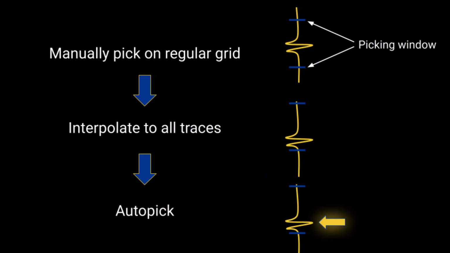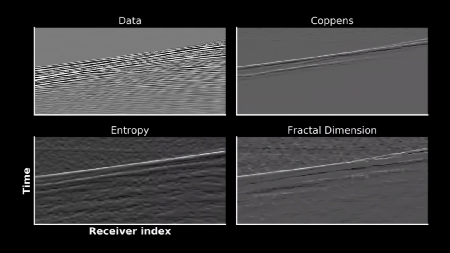I'm going to use query by committee active learning to try to reduce the number of gathers that the human has to pick the first breaks on in order to get good estimates of these picking window parameters for every trace. The committee members that I plan to use are some of the automatic picking algorithms that have been proposed over the past few decades. You could use any of them, but I choose to use the popular Coppens, entropy, and fractal dimension methods. These methods would pick the maximum amplitude for each trace in these plots as their first break pick.